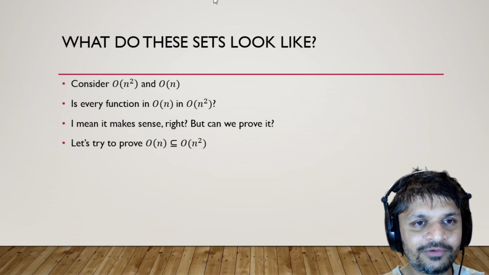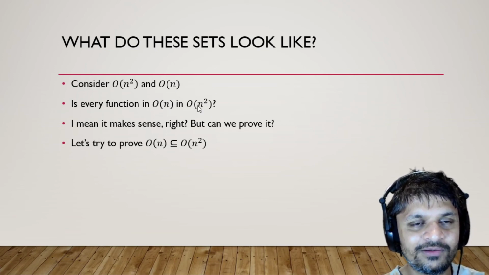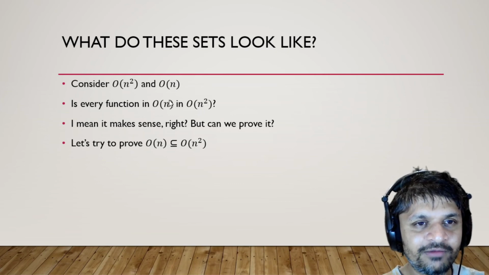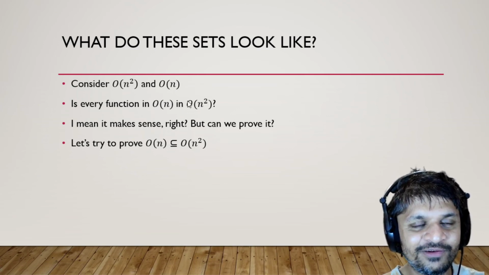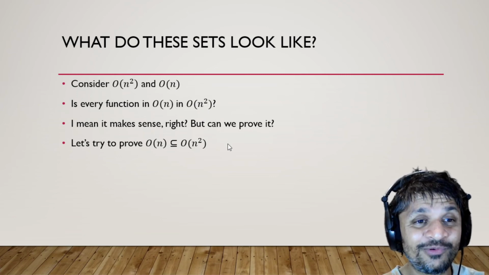Because if I'm upper bounded by the function n, then I'm definitely upper bounded by n². If my function is below n, then it must be below n² somewhere, right? So if I'm not violating the condition that I don't grow faster than n, then I also won't violate the condition that I don't grow faster than n². That sort of makes sense, but can we prove it?